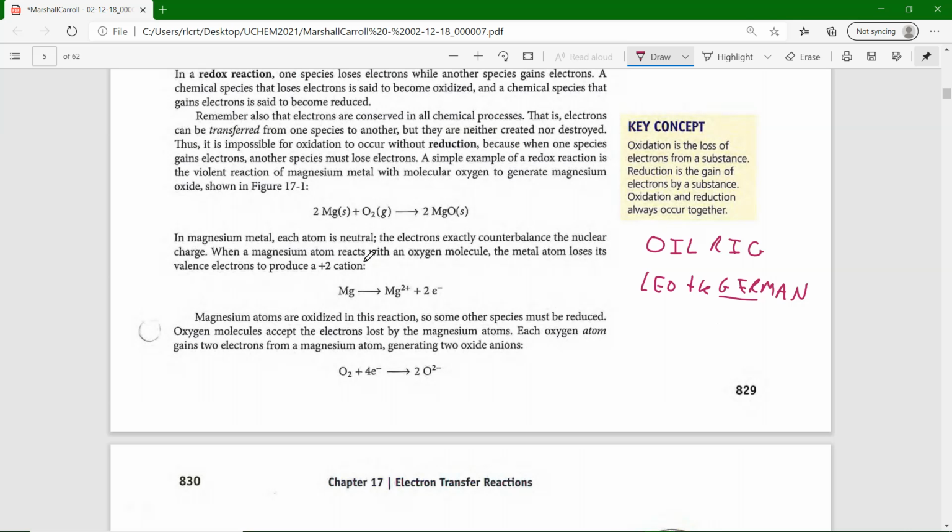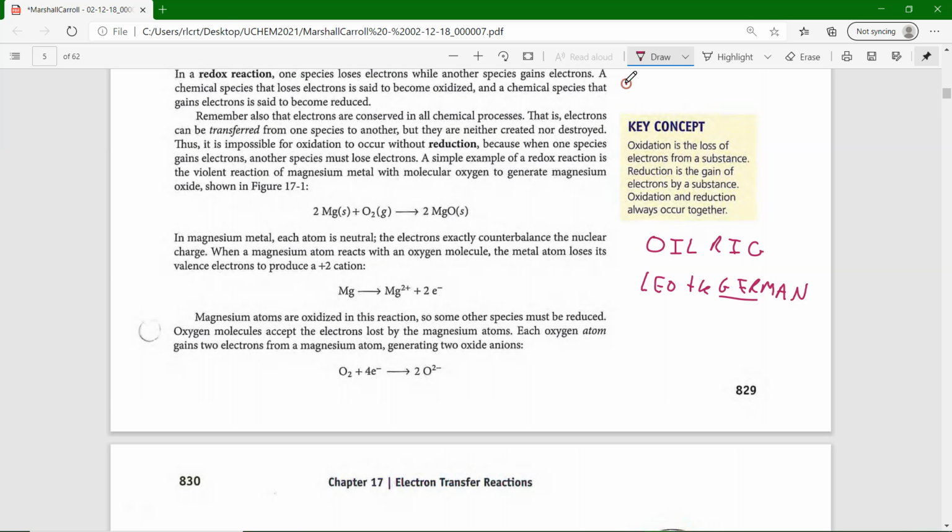So the reactant that is transferring electrons to the other reactant is called the reducing agent because it's causing the other reactant to be reduced. The reactant that is causing the other reactant to lose electrons is called the oxidizing agent because it's causing the other to be oxidized.